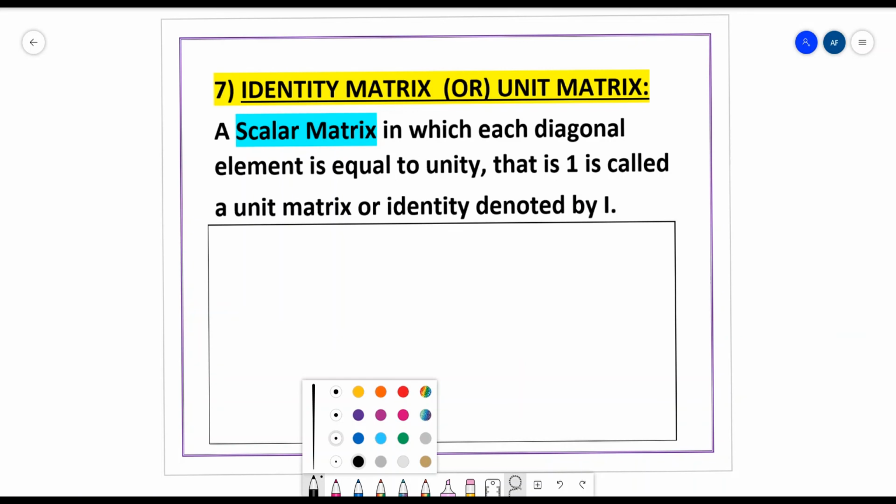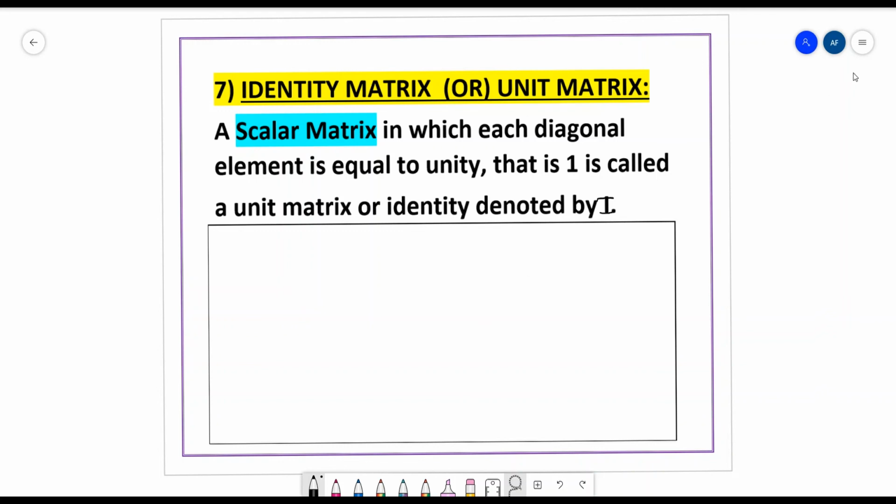The next matrix is the identity matrix or unit matrix. I'll read the definition. A scalar matrix in which each diagonal element is equal to unity, that is 1, is called a unit matrix or identity matrix, denoted by capital I. This is capital I. So it is a matrix which is scalar and all the principal diagonal elements are 1, or unity. Then that particular matrix is called an identity or unit matrix.